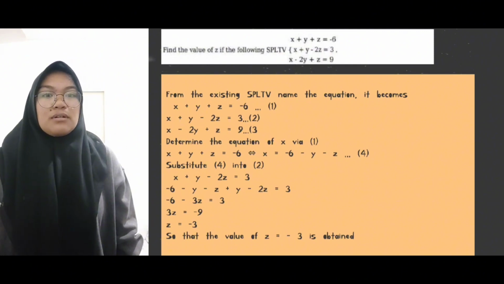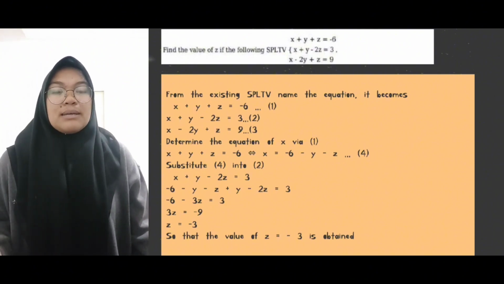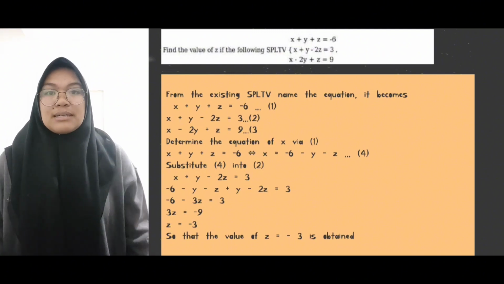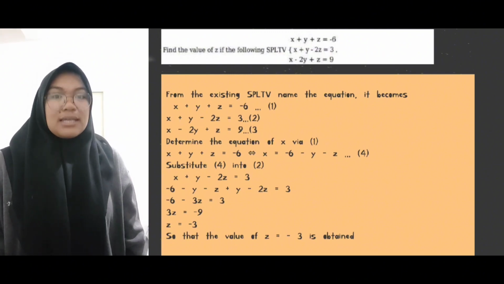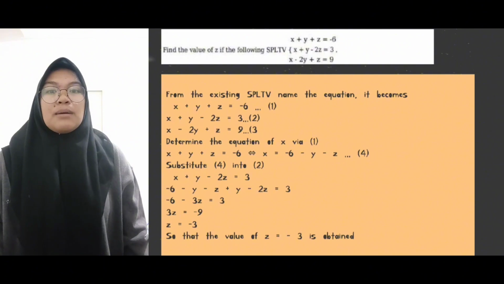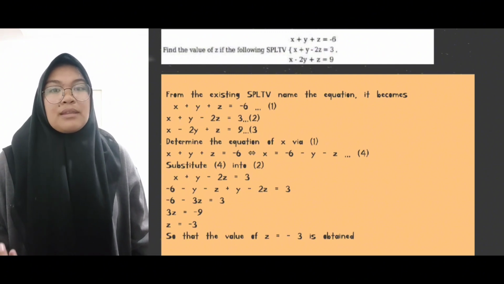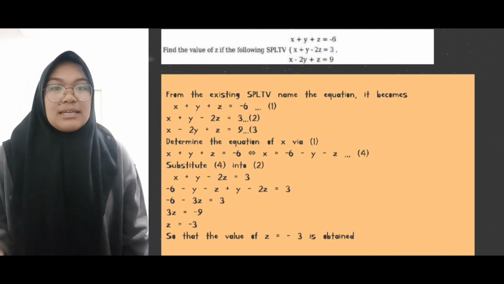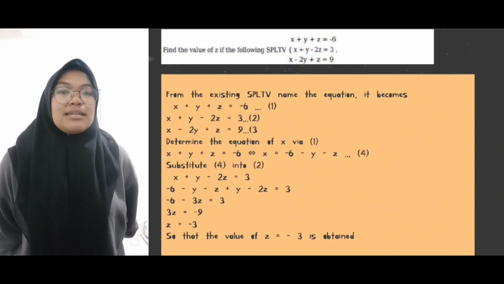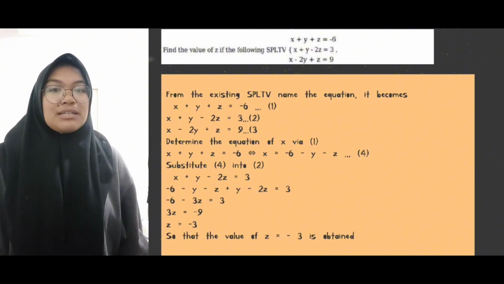Then substitute equation 4 into equation 2: x plus y minus 2z equals 3, so minus 6 minus y minus z plus y minus 2z equals 3. So minus 6 minus 3z equals 3. So 3z is minus 9, so z is minus 3. So the value of z is minus 3.